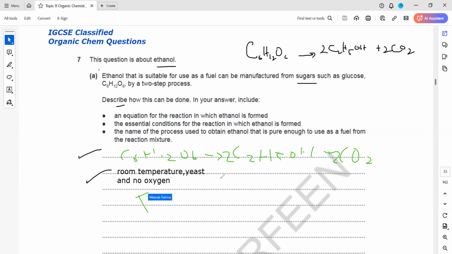And how do we separate ethanol from the mixture? Because ethanol will be mixed with water, we use fractional distillation. That's right. For room temperature, you can also mention 30 degrees or 25. And we use fractional distillation to separate this ethanol from the mixture.